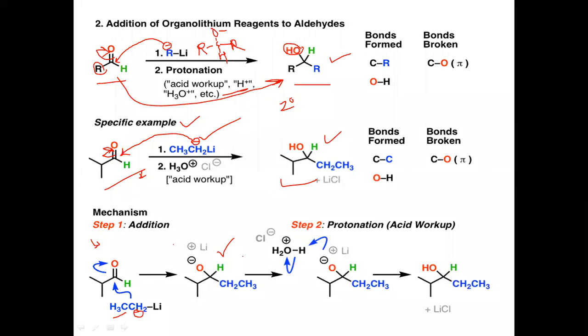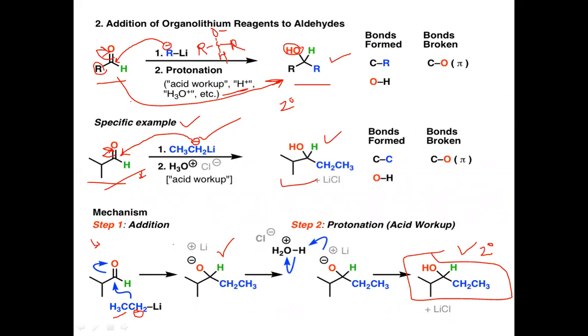And after the acid workup, what happens? In the acid workup, this negative oxygen abstracts a proton and converts into the alcohol molecule. So finally an alcohol molecule is formed, and this is a secondary alcohol because our substrate is other than formaldehyde. If you use formaldehyde, it gives the primary alcohol.